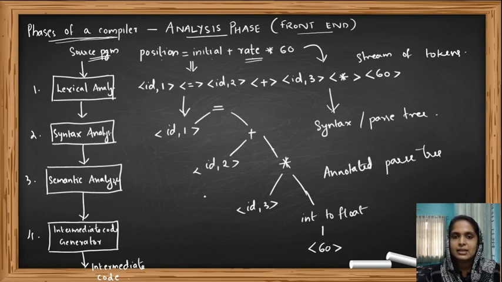And finally, this annotated parse tree will be sent to the fourth phase of a compiler, that is the intermediate code generator. And the task of the intermediate code generator is to produce an intermediate code. Actually, there are different types of intermediate codes, and we will be studying in detail about these intermediate codes and different types of intermediate codes in the later modules. Here we will be considering just one type of intermediate code, that is the 3-address code.